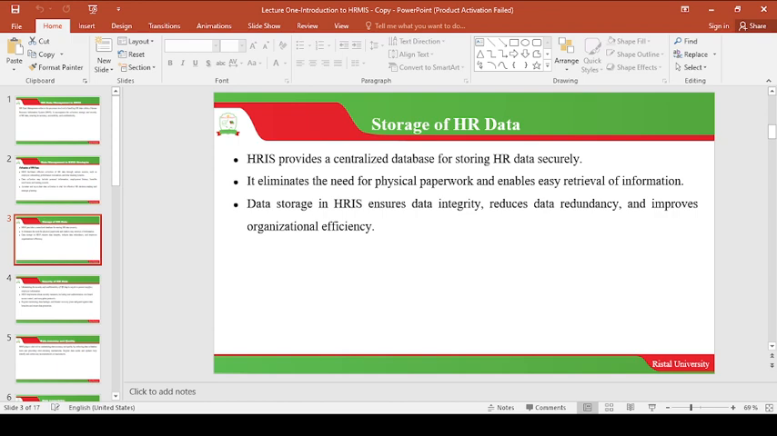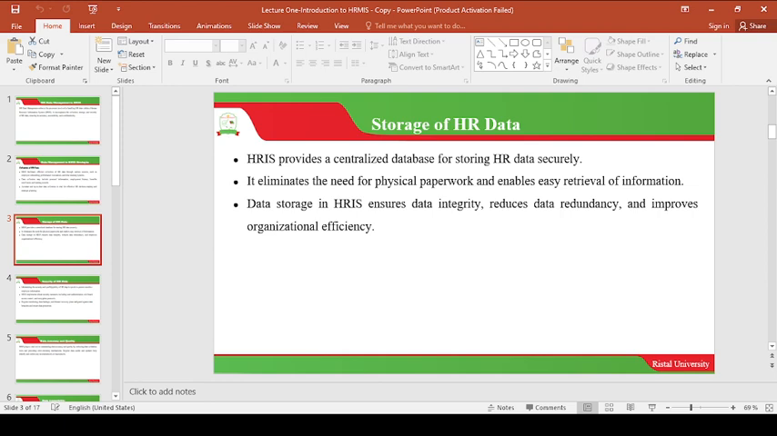The strategy number two is now the storage of HR data. You have already gathered the data in terms of the recruitment history, in terms of benefit record, performance, etc. The next thing now is to store this data. So HRIS provides a centralized database for storing data securely. Then it eliminates the need for physical paperwork and enables easy retrieval of information.